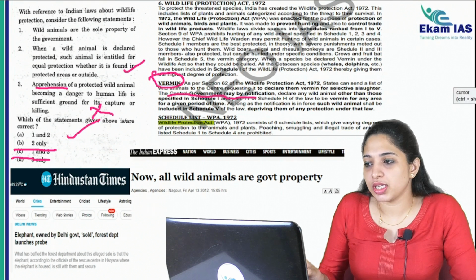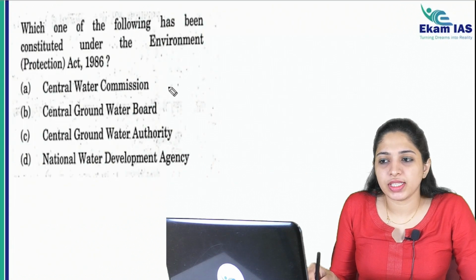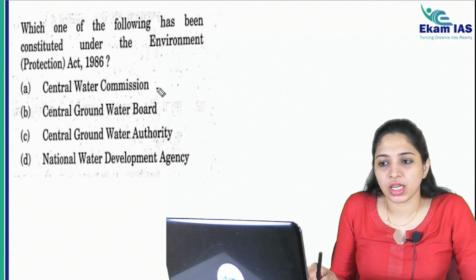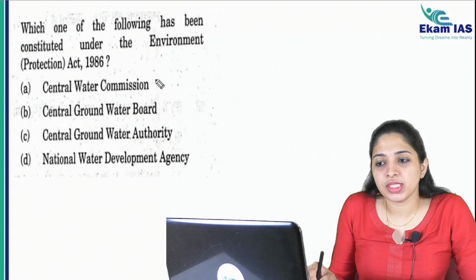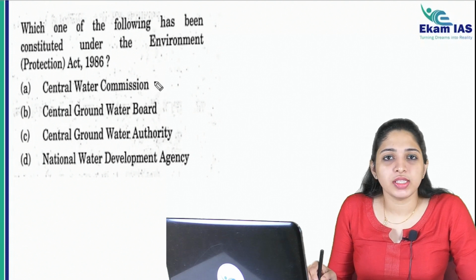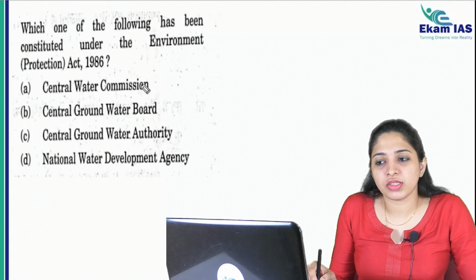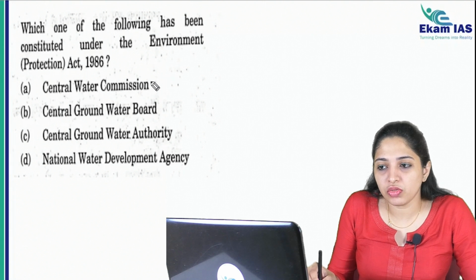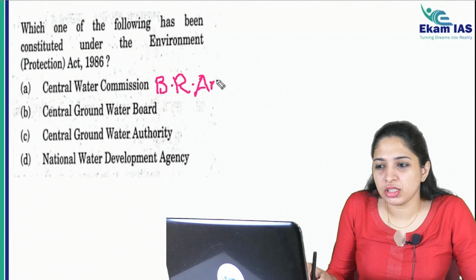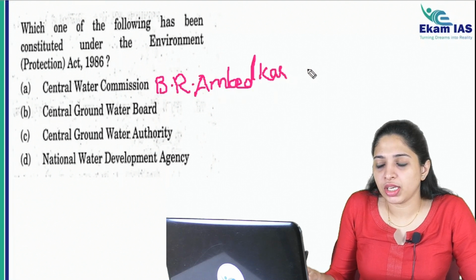Going to the next question. Which one of the following has been constituted under the Environment Protection Act 1986? And the first option is Central Water Commission. Central Water Commission was constituted on the recommendation of B.R. Ambedkar in 1945.